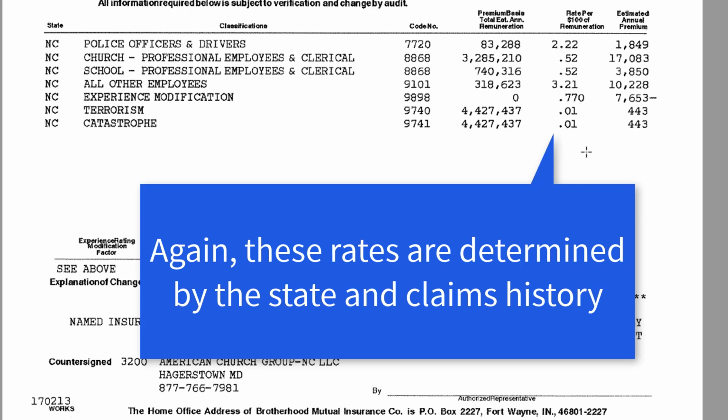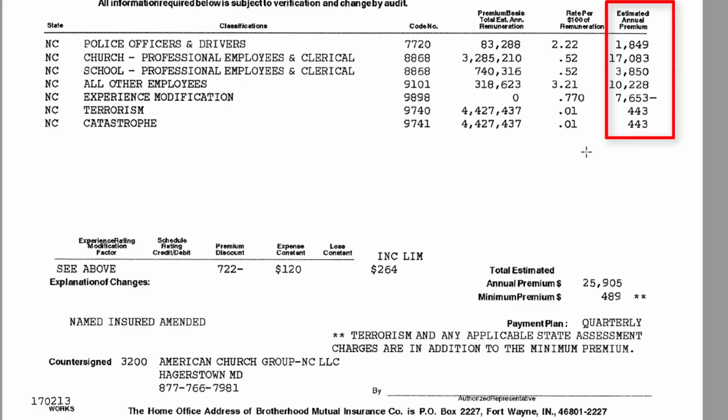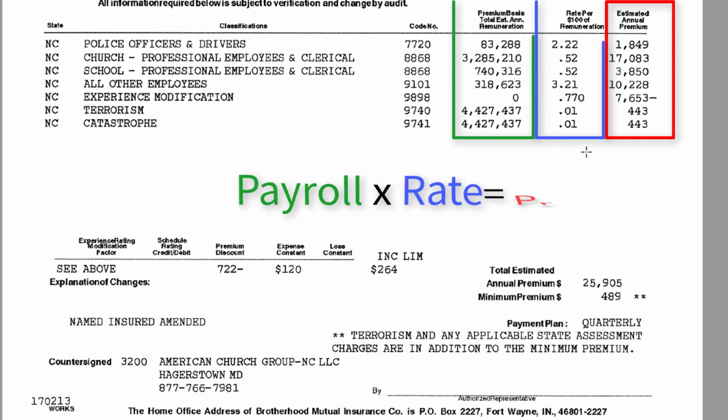These rates go up and down based on what the state evaluates through their claims history for the whole state, and it will go up and down. Again, Brotherhood doesn't have any control over those rates; they are given to them. The final column is just multiplying it out.